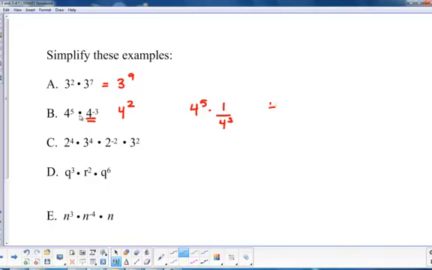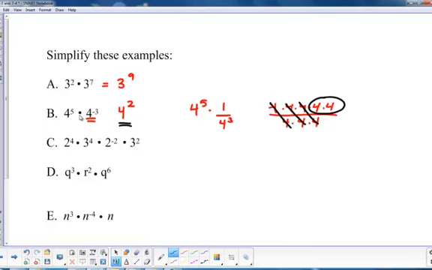We're dividing 5 4s divided by 3 4s. So 3 of them cancel, and we're left with 2 4s.